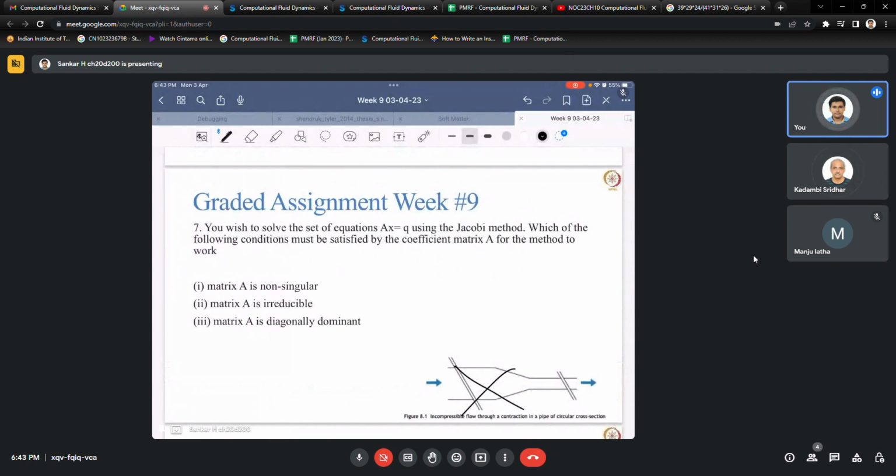So question number 7. Again, we are solving the equation Ax equal to b using the Jacobi method, and it's an iterative method. So which of the following conditions must be satisfied by the matrix A for the method to work?